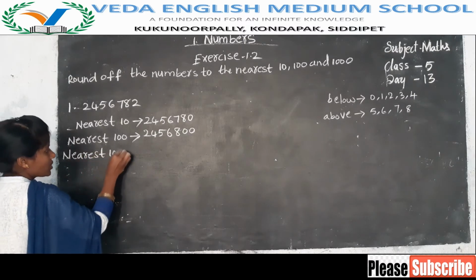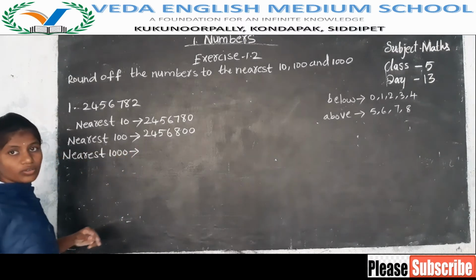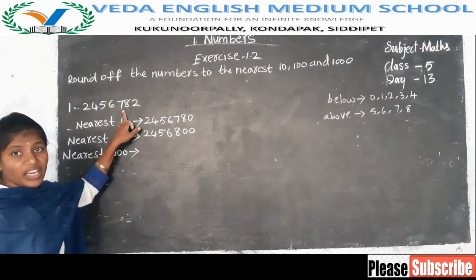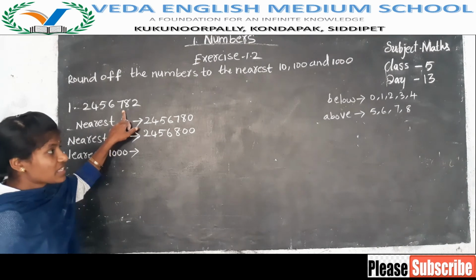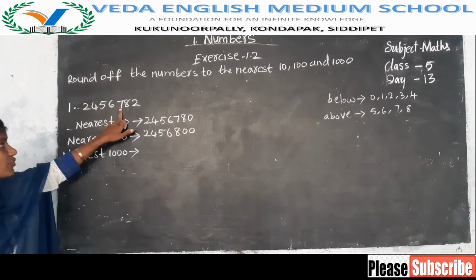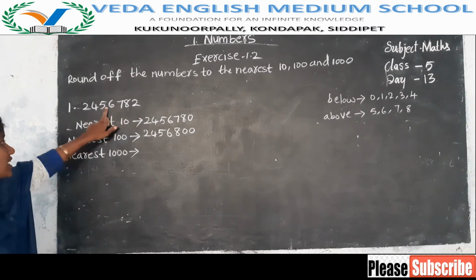Nearest 1000. Now, nearest 1000. Which place value you have to check now? You have to check the place value of hundreds. What do you have in the hundreds place? 7. 7 is above number or below number? Above number. If the number is above 5, then what you have to do? You have to increase the next number by one time.